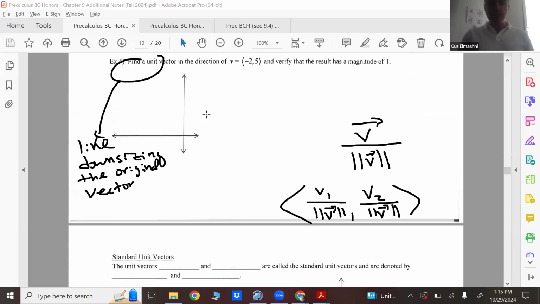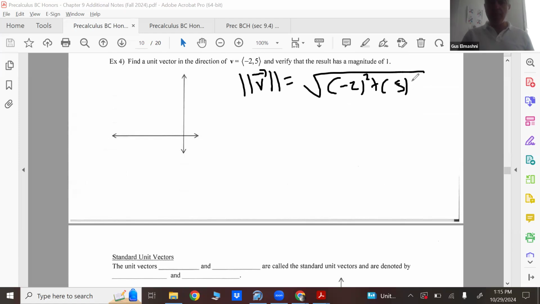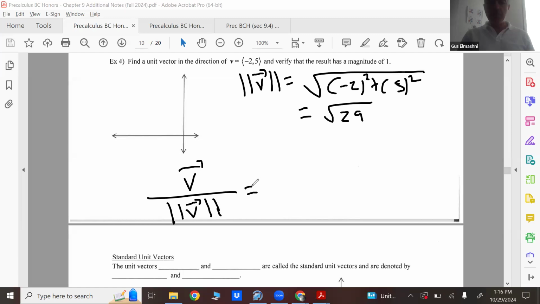So here's what you do, guys. You want to downsize it. Right now, what's the magnitude of this vector? Four plus 25. Correct. So my unit vector is going to be negative 2 over root 29, comma 5 over root 29.